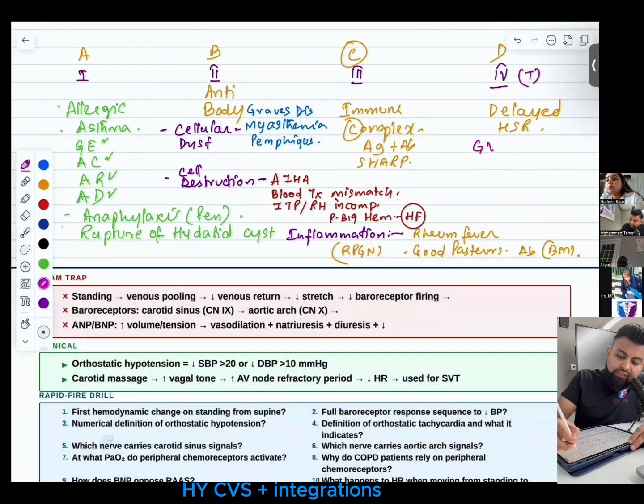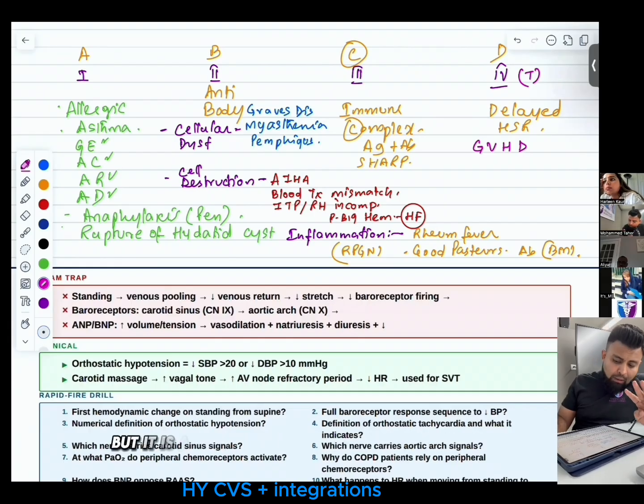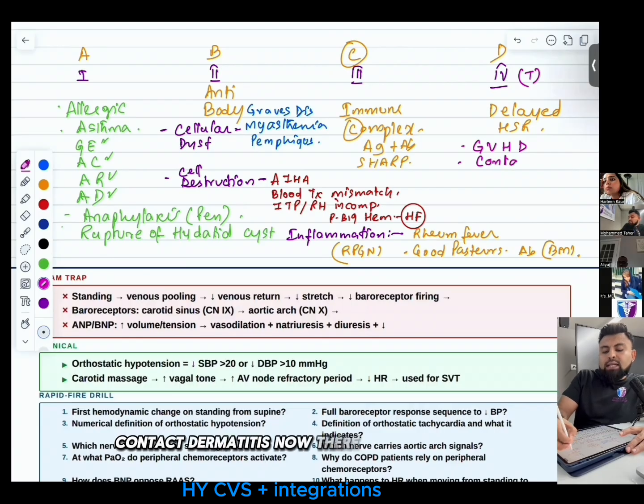First, I will write down GVHD. 4 letters are there: graft versus host disease, right? Graft versus host disease, 4 letters, type 4 hypersensitivity reaction. But it is also important to remember contact dermatitis. Now, there are many more diseases that we can write down.